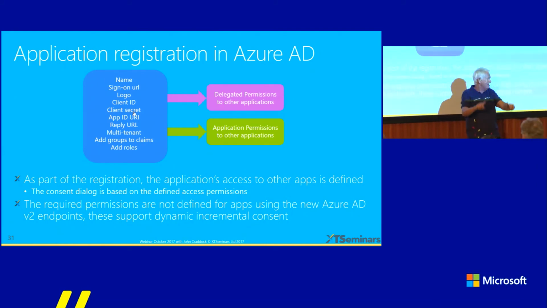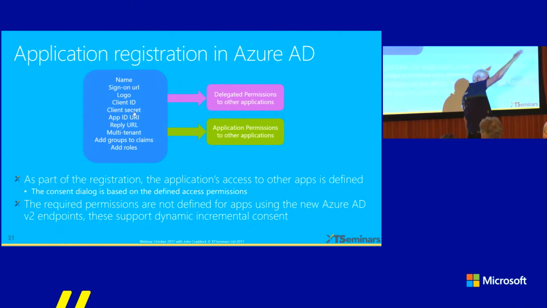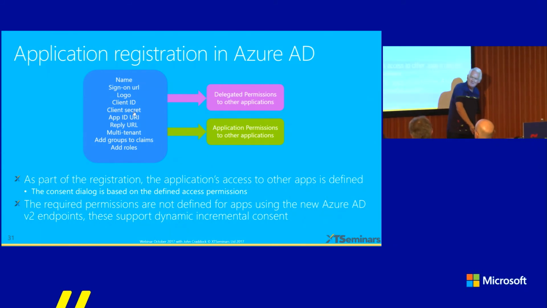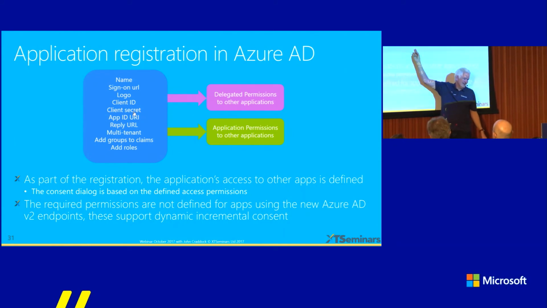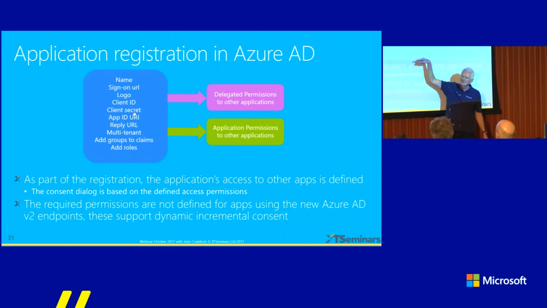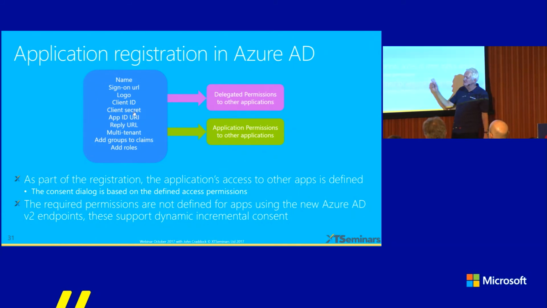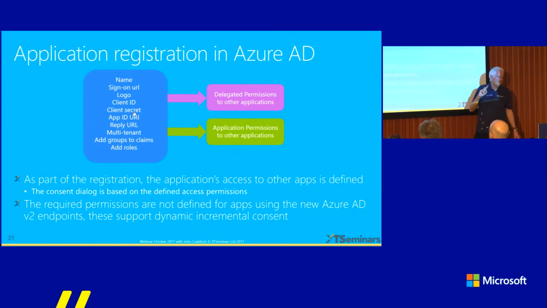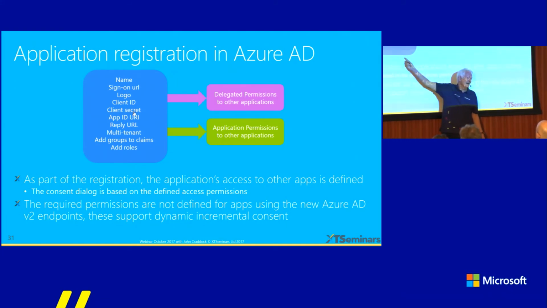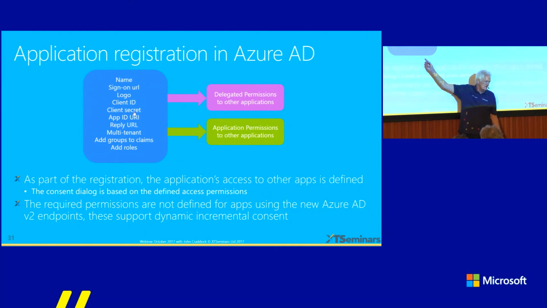What we may have to do for the application is define its relations to backends. Remember, I had this web app going to this web API, this web API, this web API with different permissions. I need to define those in the UI. And the reason I define them in the UI is so that we can ask for consent appropriately. There's a big change coming in that space. There's V2 endpoints, and V2 endpoints use dynamic consent.